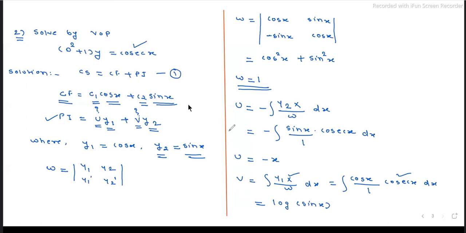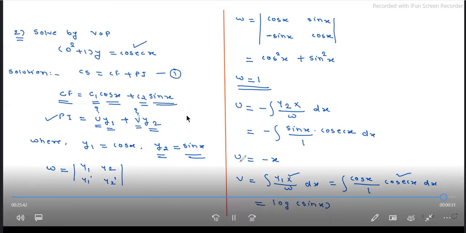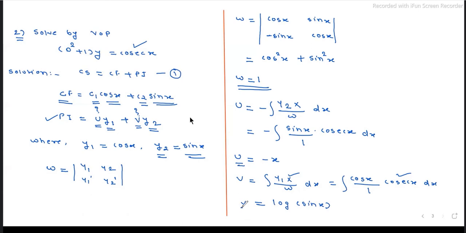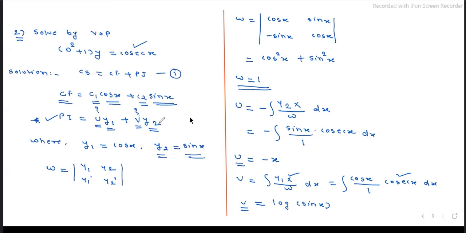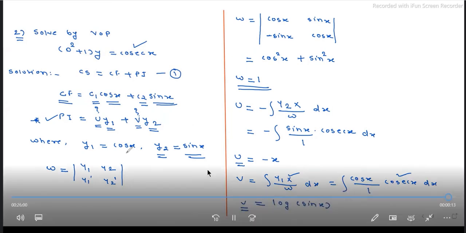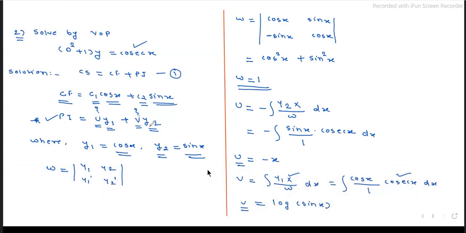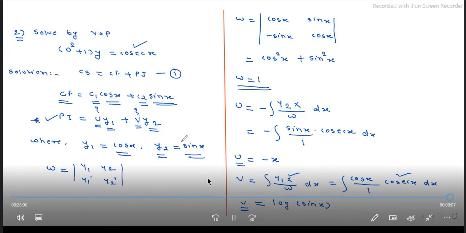अब आपको u की वैल्यू माइनस x है, v की वैल्यू log ऑफ sin x है. दोनों वैल्यूज पता है, ये दोनों वैल्यूज आप pi में रिप्लेस करो. pi क्या है, u इंटू y1 प्लस v इंटू y2. u की वैल्यू, v की वैल्यू पता ही है, y1 cos x है, y2 पता है sin x. रिप्लेस करो, गेट pi मिल गया, y c plus pi इज योर कंप्लीट सॉल्यूशन.